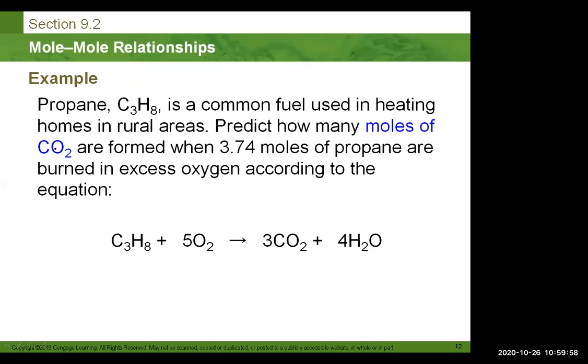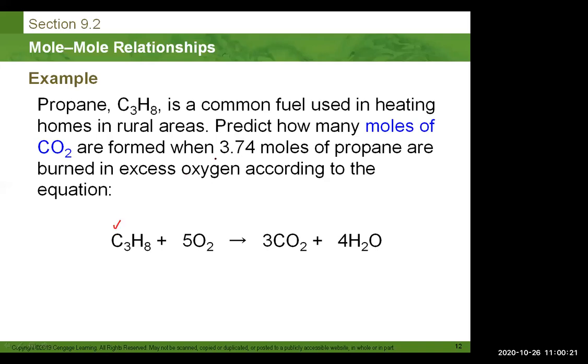So let's take another look at another one here. Propane is a common fuel. Predict how many moles of CO2 are formed when 3.74 moles of propane are burned with excess oxygen. So again, if we work through this, we want to follow those four steps. Step number 1 is balanced equation, which looks like it's done.